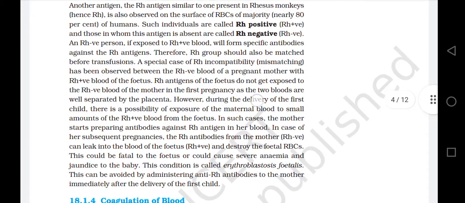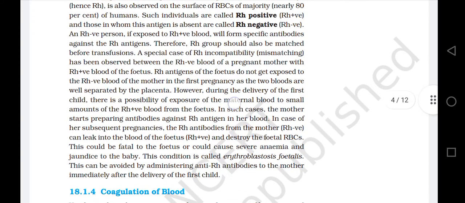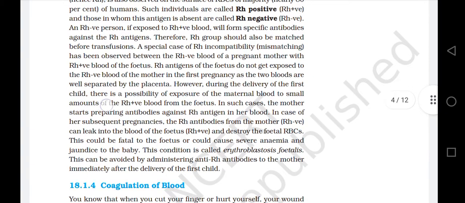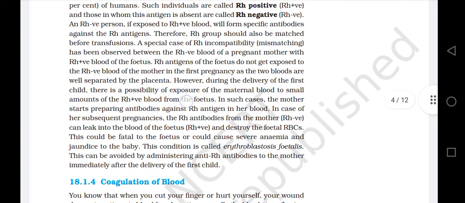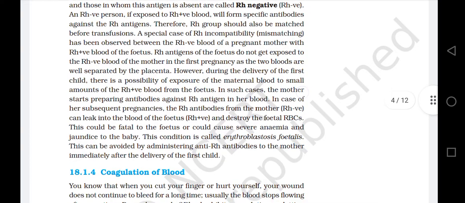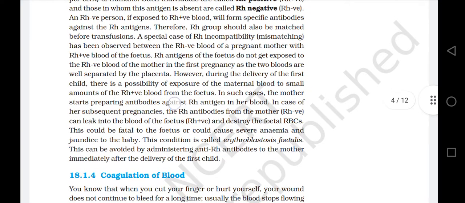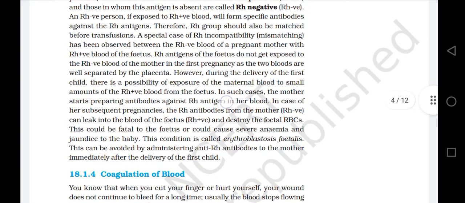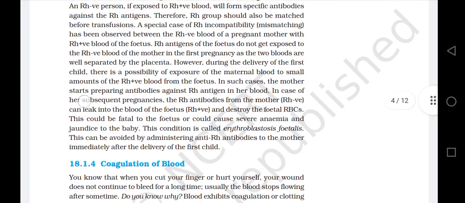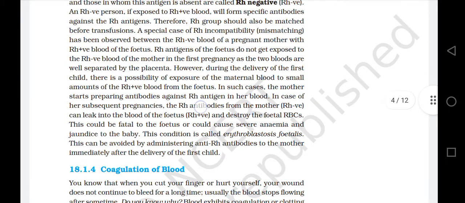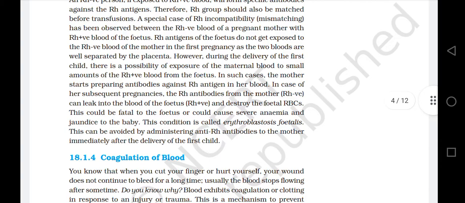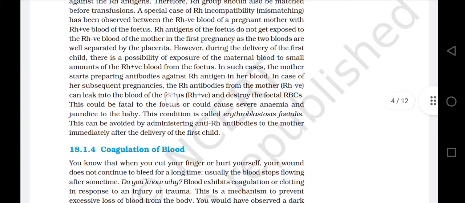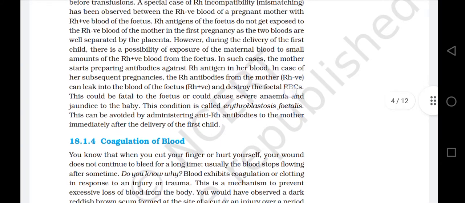However, during the delivery of the first child, there is a possibility of exposure of maternal blood to small amounts of the RH positive blood from the fetus. In such cases, the mother starts preparing antibodies against the RH antigen in her blood. In case of her subsequent pregnancies, the RH antibodies from the mother, RH negative, can leak into the blood of the fetus, RH positive, and destroy the fetal RBC.